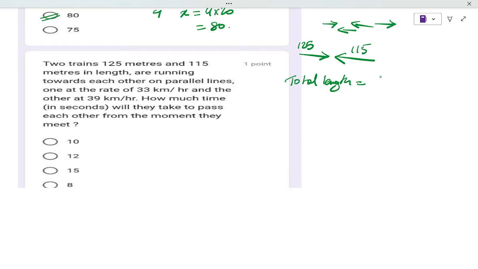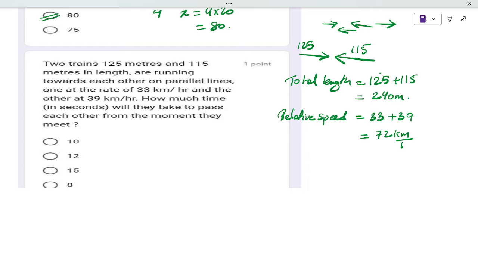Total length will be 125 meters plus 115 meters, which gives us 240 meters. Now speed: they are traveling in opposite directions towards each other, so the relative speed will be the sum. One is 33 km per hour and the other is 39 km per hour, which gives us 72 km per hour.